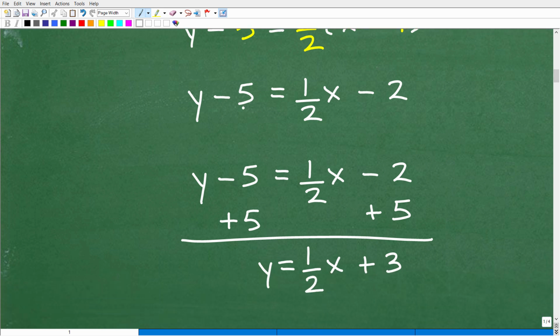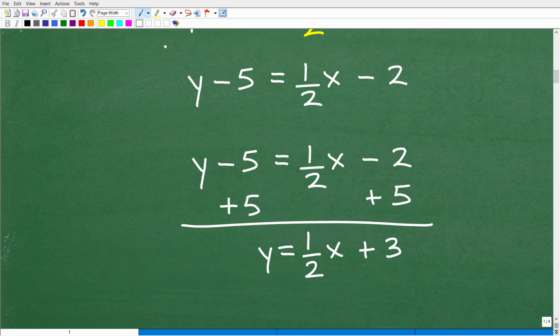I want to solve for y. To get y by itself, I need to add 5 to both sides of the equation. That's what I'm doing there. So on the left-hand side, I'm going to get y, because these 5's go away, is equal to 1/2 x, negative 2 plus 5 is 3. And there you go. This is the final answer.